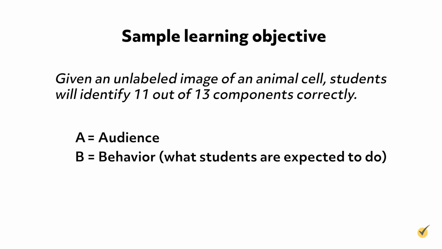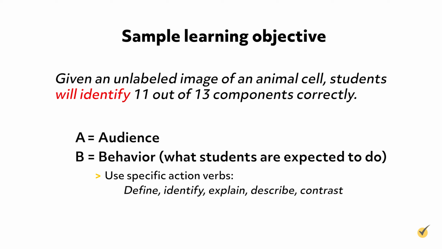The B stands for behavior, or what the students will be expected to do. It is also sometimes referred to as the performance component of the objective, and it should include a specific action verb. In this case, the behavior is to identify the components of an animal cell, with identify being the verb. This part of the objective is particularly important. The objective must be observable so that the teacher can watch to see if students have met the expectations. It must also be specific and measurable. Selecting a specific action verb is a vital part of this process.